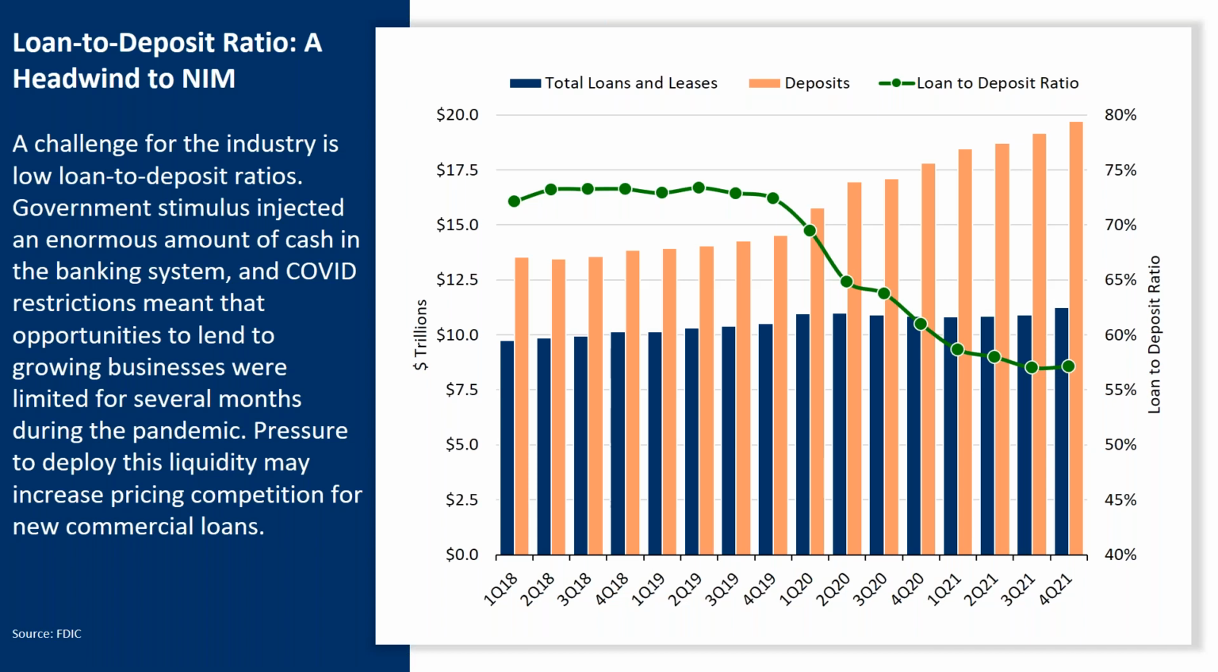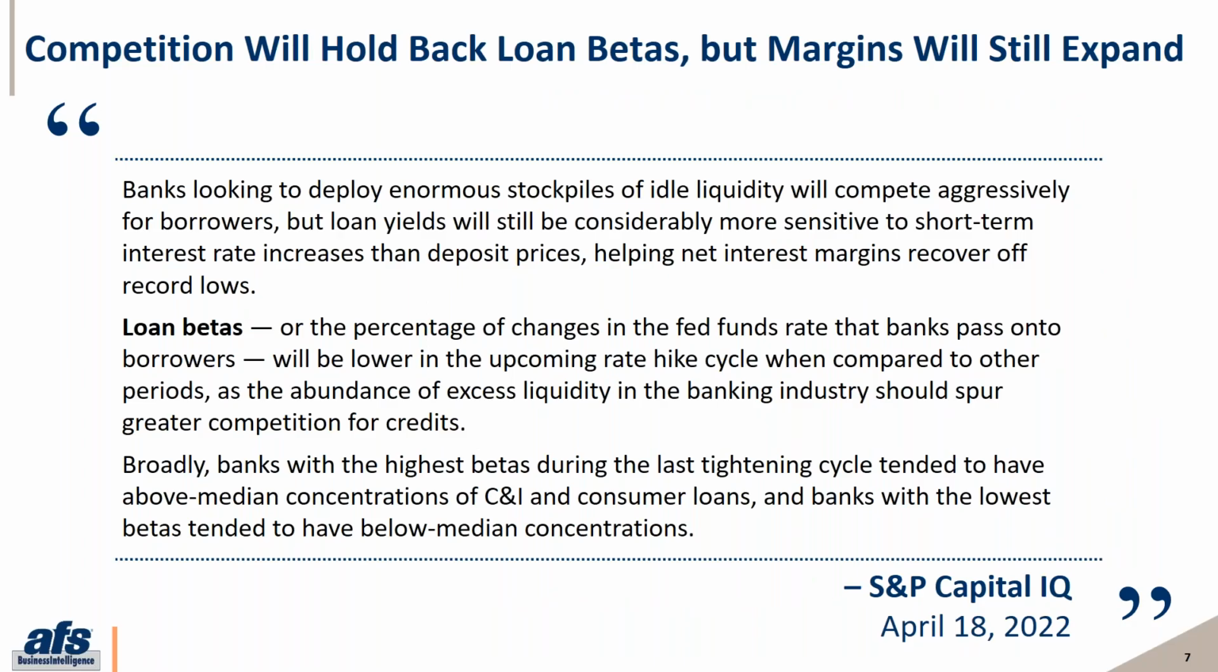A recent article capturing some of these pricing dynamics is presented on slide 7. You are probably familiar with the term deposit betas. Well, an interesting complement to that term, loan betas, is used here. Loan beta is defined as the percentage of changes in the Fed funds rate that banks pass on to borrowers. So, as an example, how much does a 25 basis point increase in the Fed funds rate affect the weighted average interest rate for C&I loans?